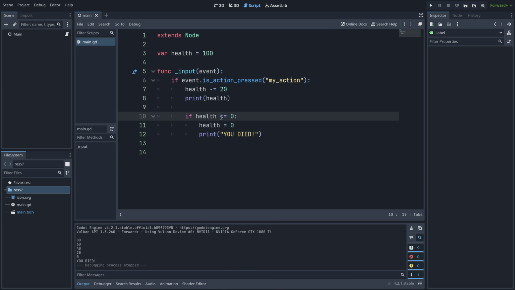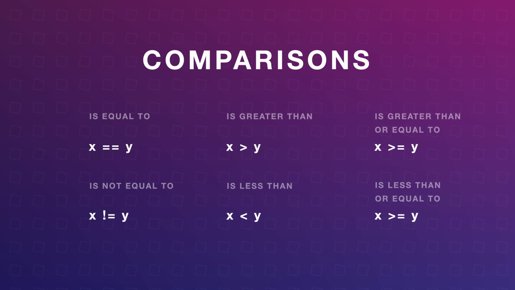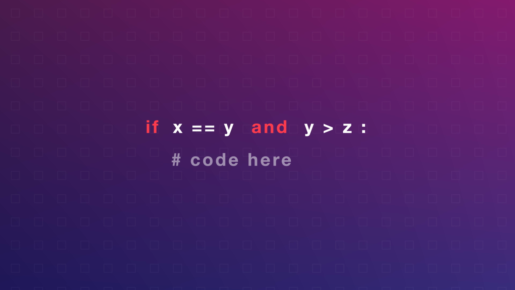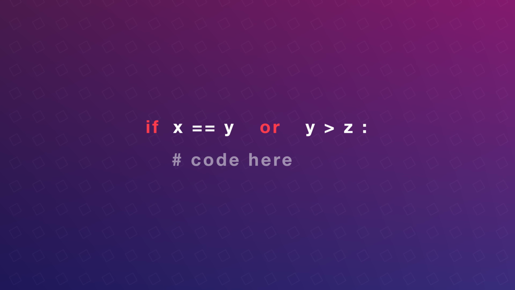Now here we're using less than and equal to compare our health to the value 0. But there are many more comparisons we can make. Here are all the comparisons we use, such as is equal to, is not equal to, and so on. We can also add more conditions to one if statement. We use the AND keyword to add another condition where both need to be met, and the OR keyword to add a condition where only one of them needs to be met.